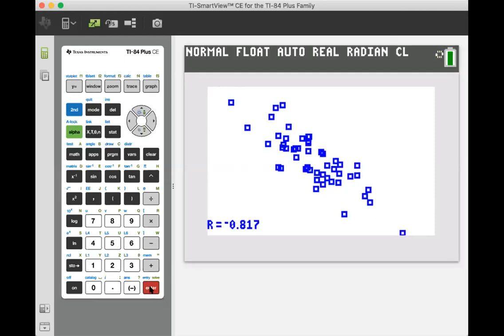All right, and it was negative 0.75. So our estimate of rho in the population, the statistic R from the sample, is negative 0.817, not too far off from the actual population linear correlation.